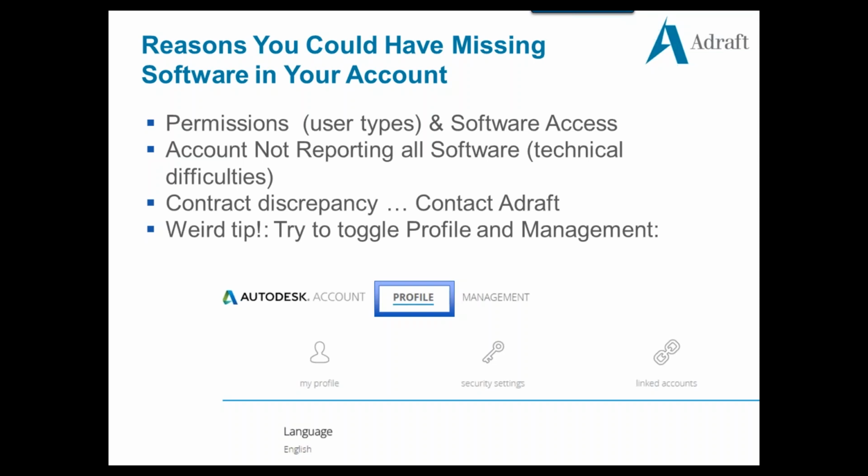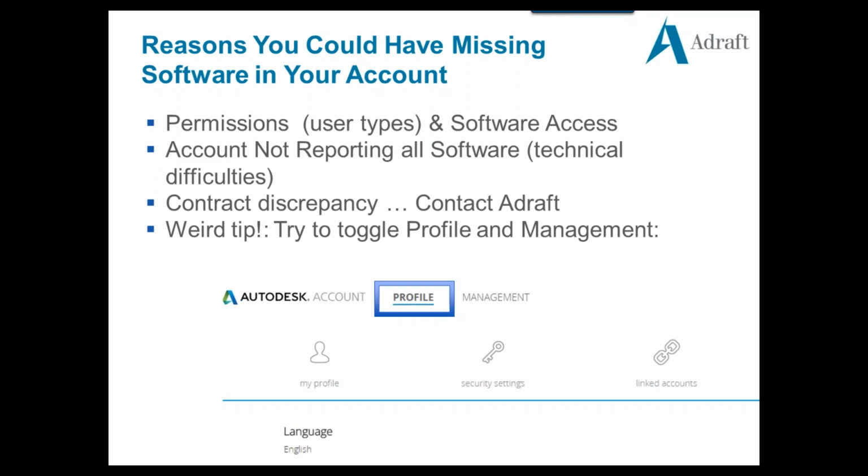Say account is not reporting all software. Now, sometimes that's technical difficulties. You need to let us know. I'm going to flash up some emails at the end for your account manager. But if it's not reporting all the software, then let us know, and we can start to figure out what's going on. Along those lines, contract discrepancy. So if there are discrepancies in your contract between what you see in account versus what you purchased, especially if you're the contract manager, we can take a look and make sure that we agree with the assets that you have in there, and that within the other Autodesk systems, everything's matching up.